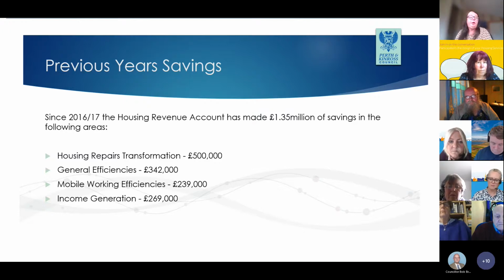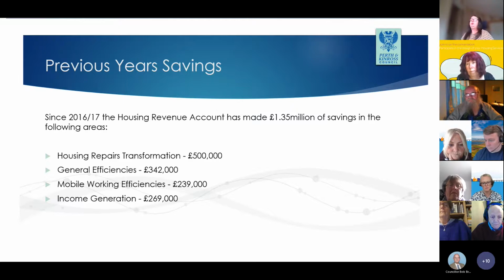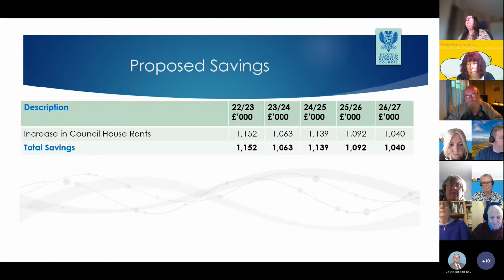So as I said, we always look at savings when we're looking at developing our rent setting proposals. And since 2016-17, the housing revenue account has made over £1.35 million worth of savings in the following areas: the transformation of our housing repair service at £500,000, general efficiencies in the way we work, £342,000, mobile working efficiencies, so allowing our staff to work on the move has resulted in just under £240,000, and additional income generation of £269,000.